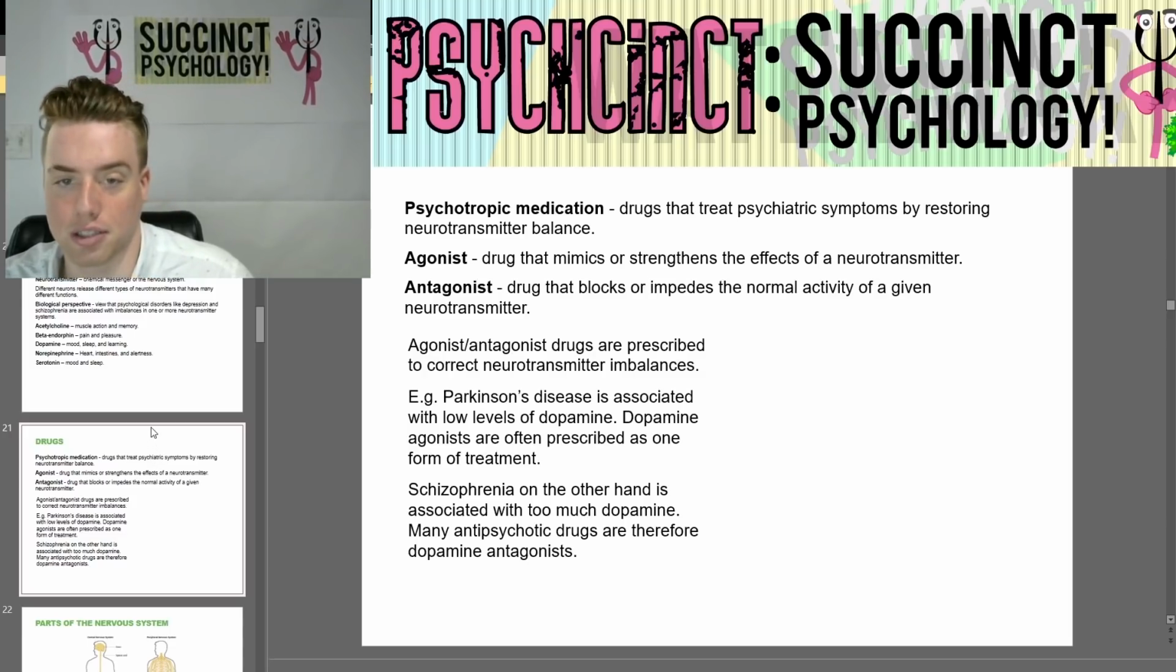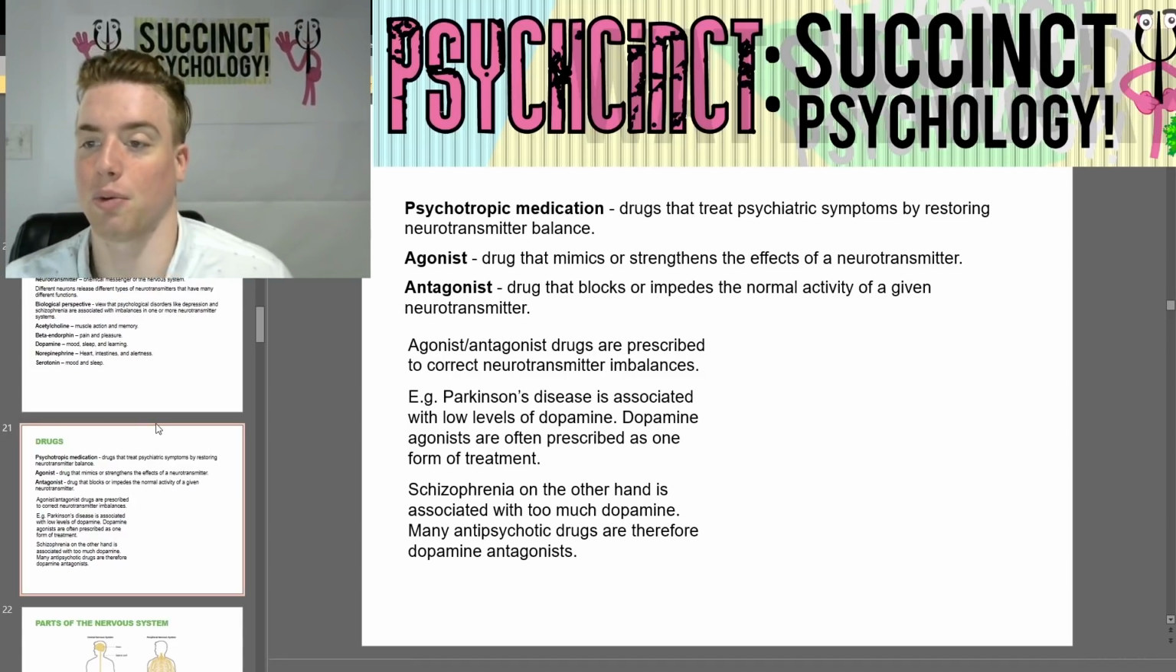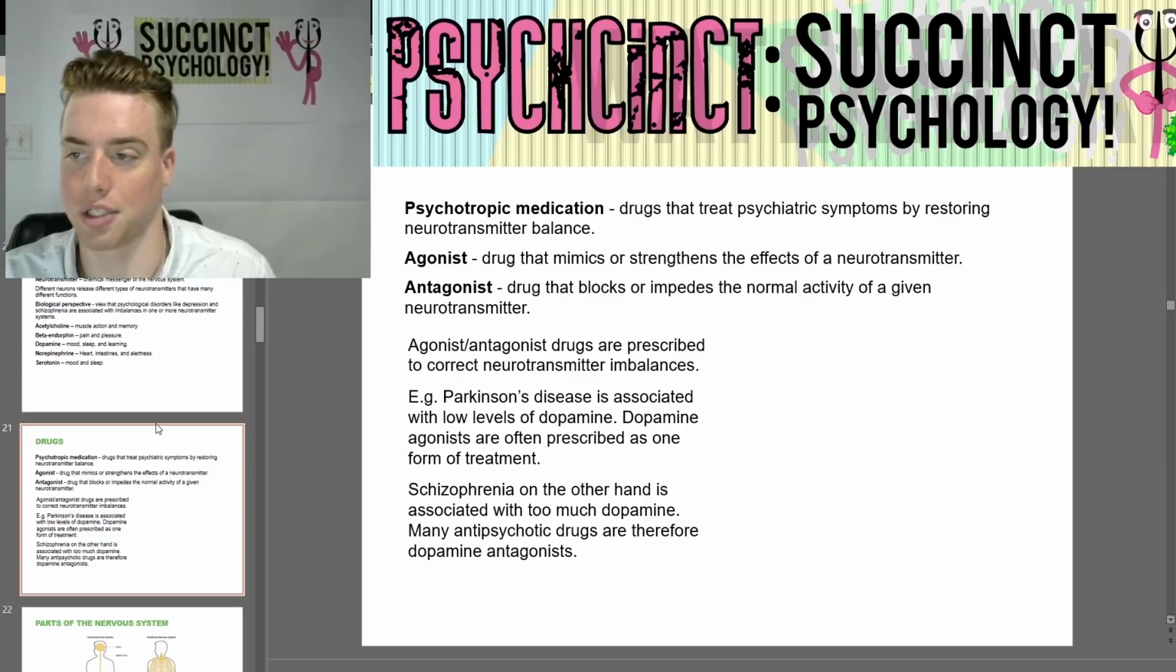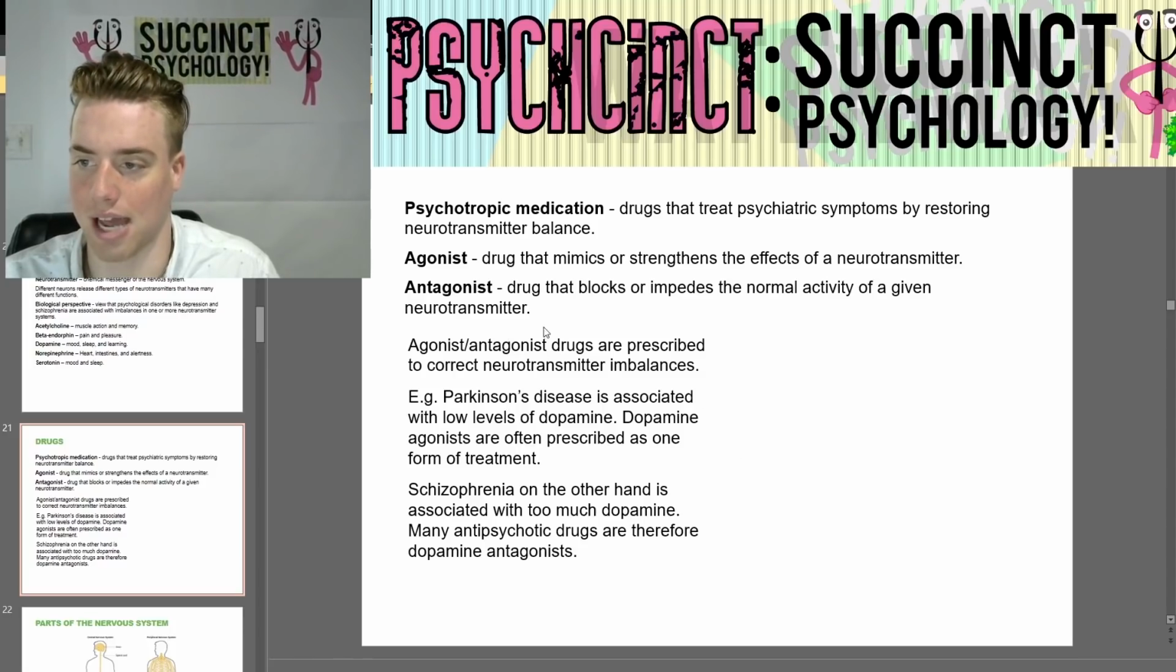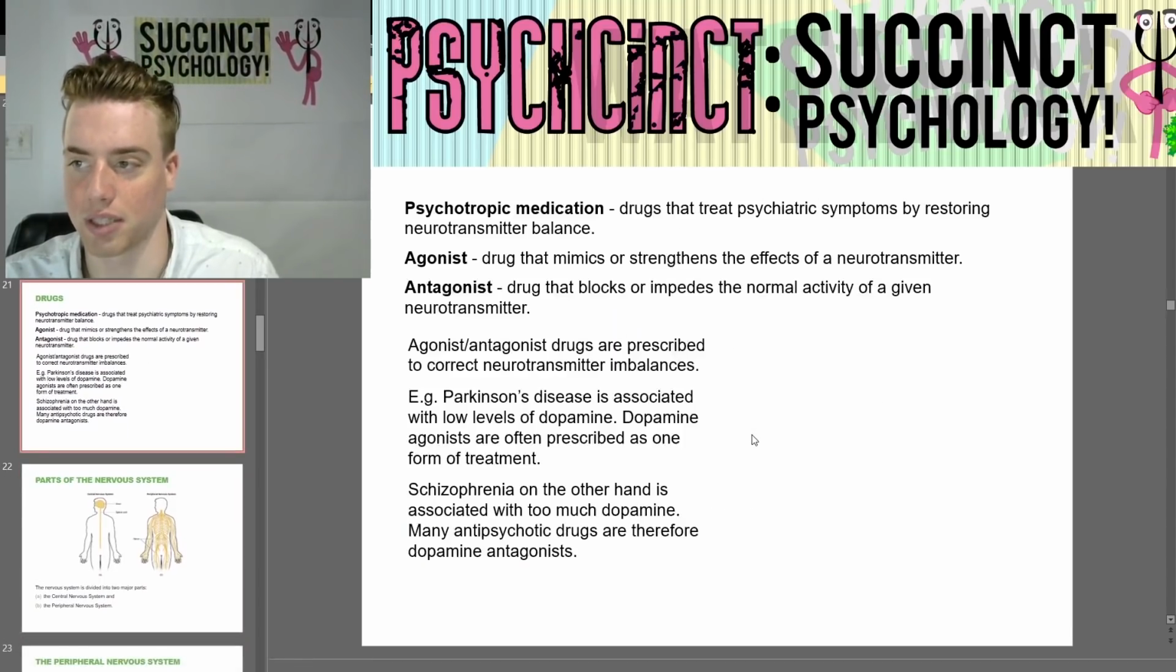So there are some drugs for neurotransmitters. First we have psychotropic medication, drugs that treat psychiatric symptoms by restoring neurotransmitter balance. An agonist is a drug that mimics or strengthens the effect of a neurotransmitter, while an antagonist is a drug that blocks or impedes the normal activity of a given neurotransmitter. An easy way to remember that: the antagonist of a story is trying to block or impede the hero, and so do antagonist drugs. But they're doing it with neurotransmitters, not heroes of the story.